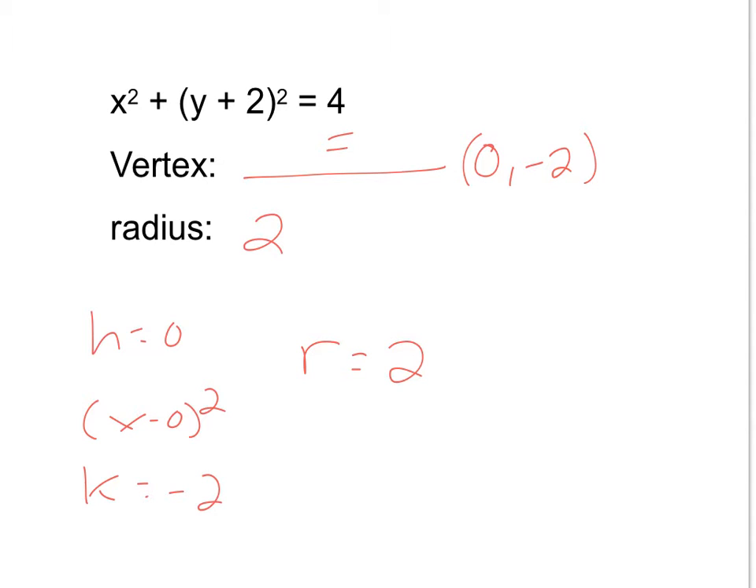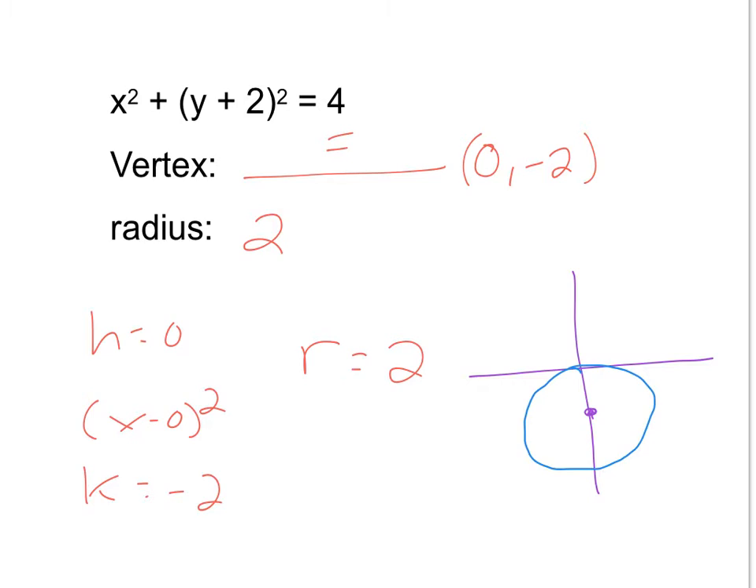If I were to plot this circle, so here's our graph. It's going to have a center point at (0, -2), which is right here, and a radius now of 2. So it's actually going to go through the origin, and there is our circle.